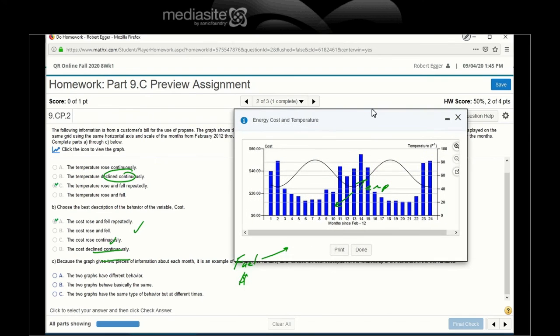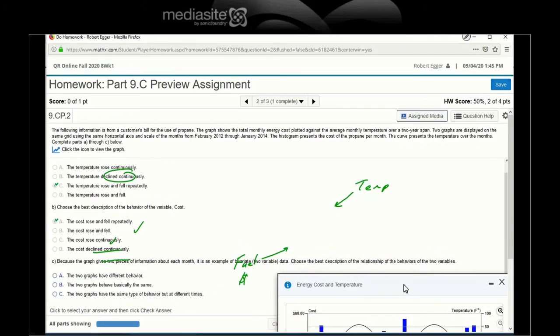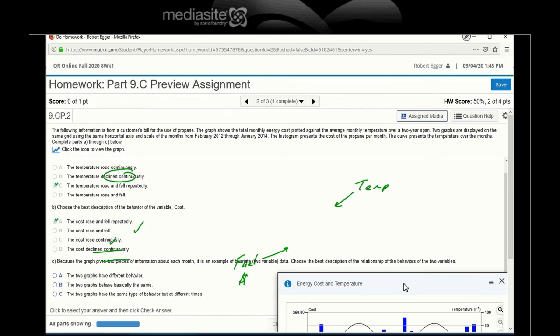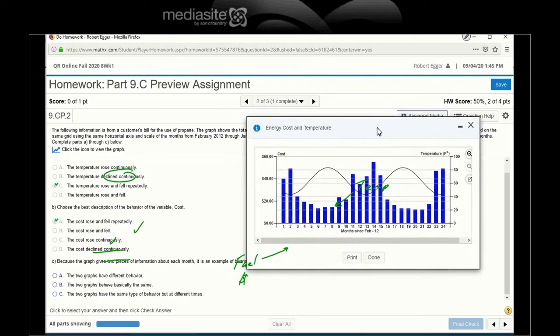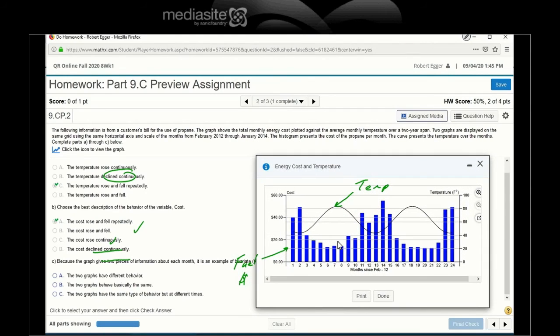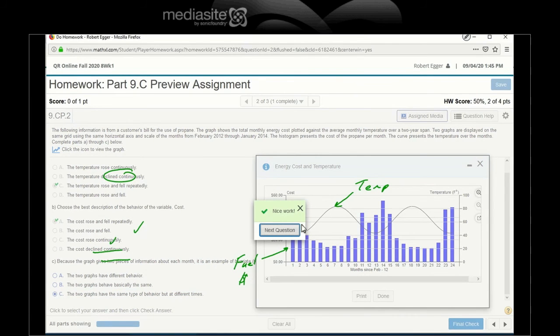And look at the two graphs. Choose the best description of the relationship between the two variables. It would appear that when temperature is going up, cost is going down. When temperature is going down, cost is going up. So they are behaving similarly, but at different times. As one goes up, the other goes down. As graphs, they go up and down, but they seem to go up and down at different times. So there we go.